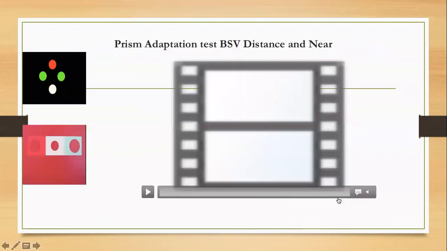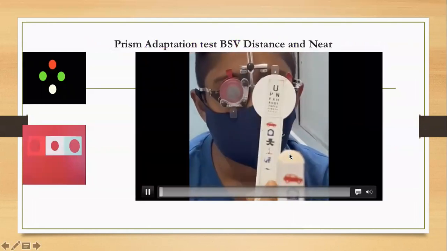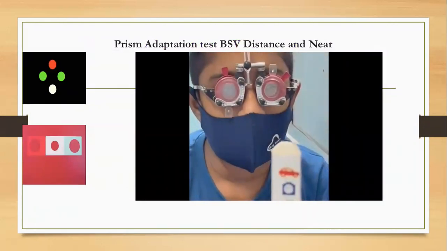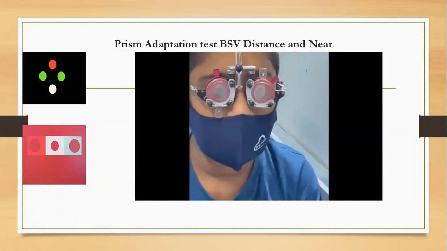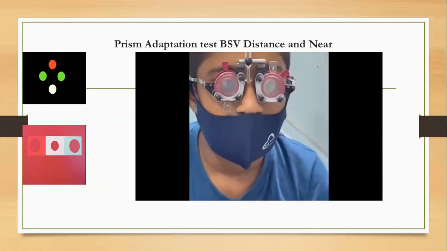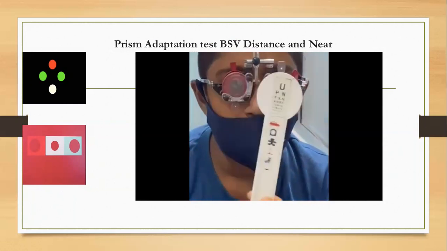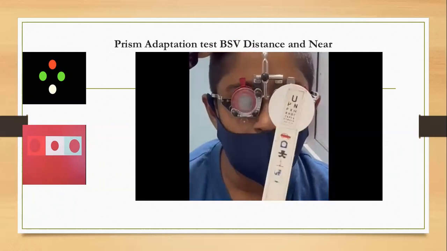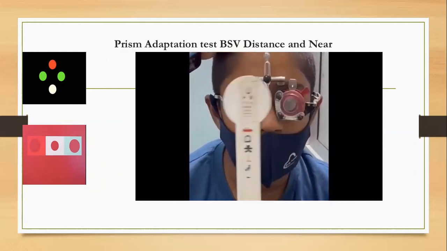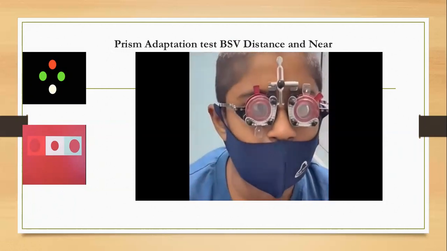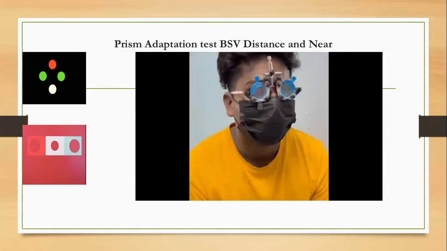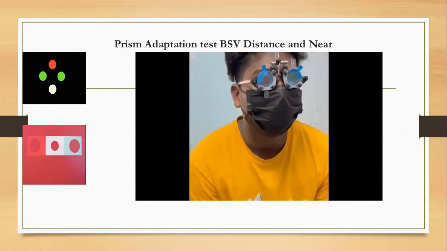This video shows how a PAT is done for near and distance. In this particular patient of acute onset esotropia, Fresnel prisms are placed on both eyes with the base out and apex in, and the patient is then asked to see the near and distance target with the alternate cover test. In this test, we can see that there is no deviation of the eye. This PAT can be done for half an hour, 45 minutes, 1 hour, or some people do it for around 24 hours also.